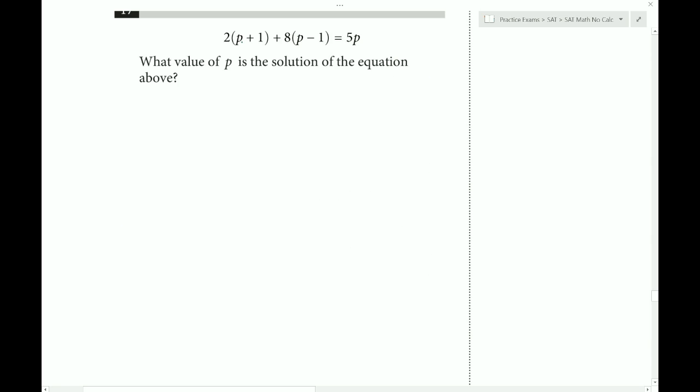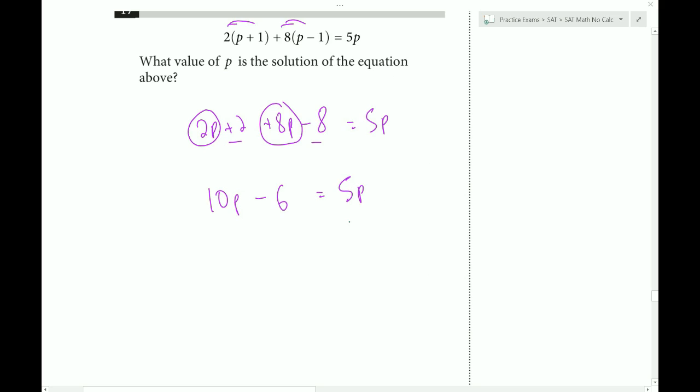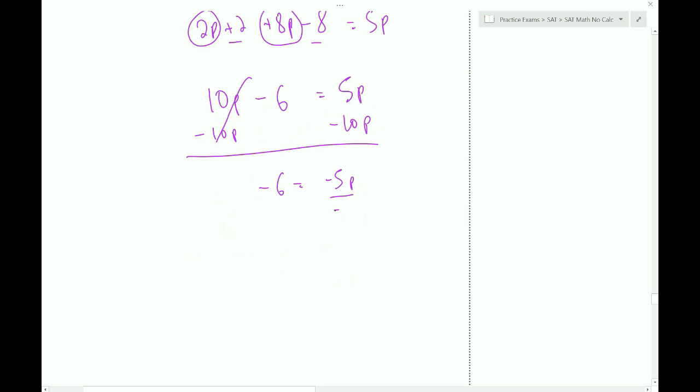Alright, so here I would start by distributing. Okay, so we get 2p plus 2 plus 8p minus 8 equals 5p. So this 8p and 2p makes 10p, and the numbers here make negative 6. Then we could subtract 10p. Okay, we find negative 6 equals negative 5p, divide by negative 5, and we find that p is equal to 6/5. Right?